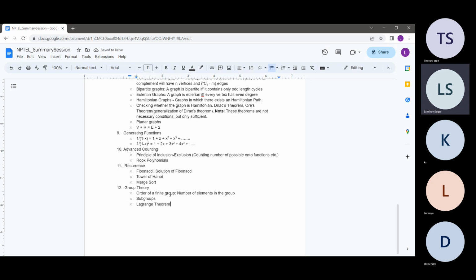And then we defined what subgroups are. Subgroups are generally subsets of the group which are groups amongst themselves under the same operator.